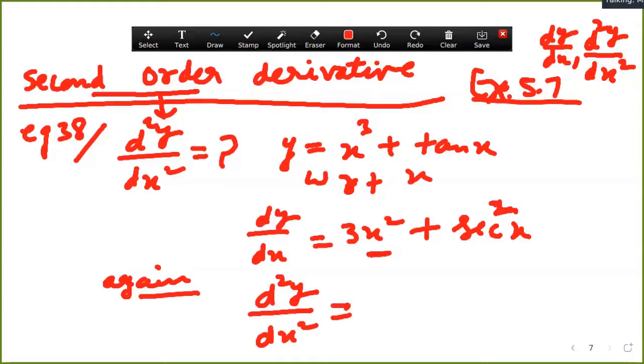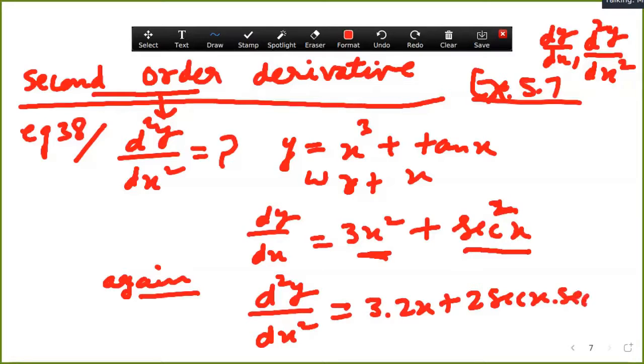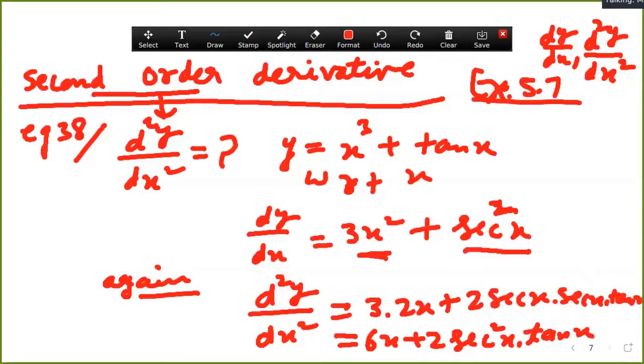Then the derivative of the first derivative function is what? 3 as it is, the derivative of x square is 2x. Now secant square x: first of all, you have to handle the power, 2 secant x. Now apply the chain rule. The derivative of secant x is secant x into tangent x. What you will get is 6x plus 2 secant square x into tangent x. This is the answer if you find the second derivative of the given function.